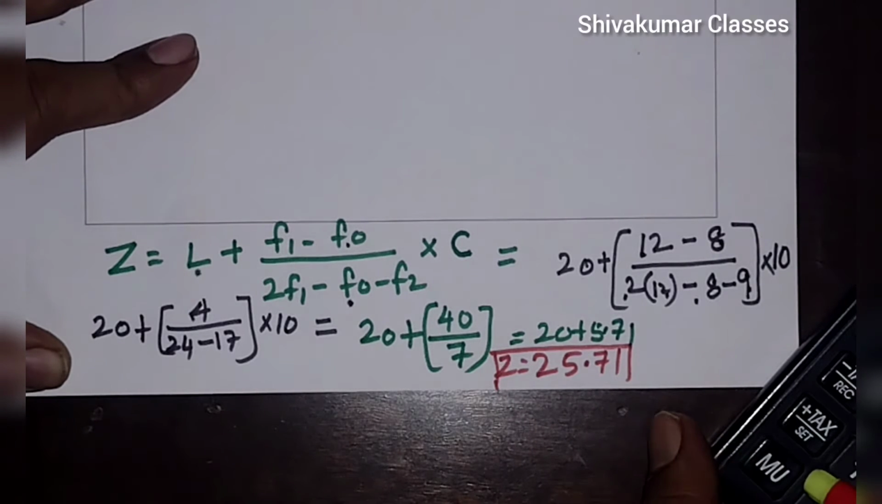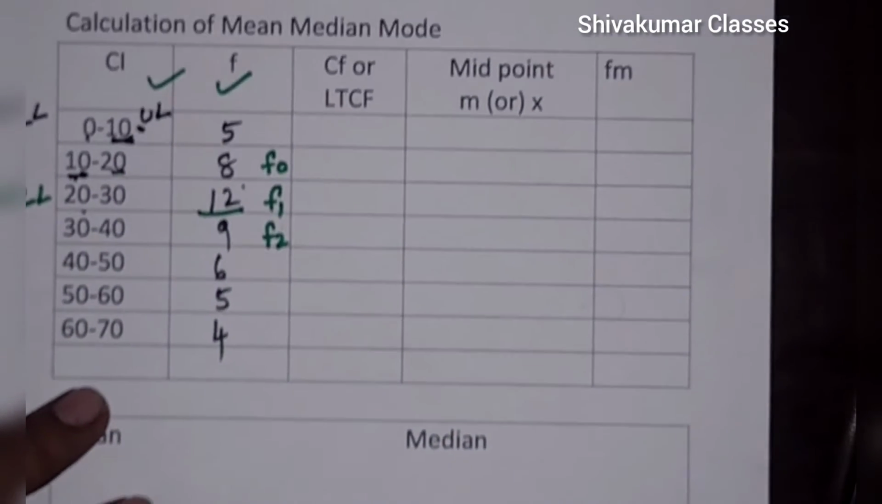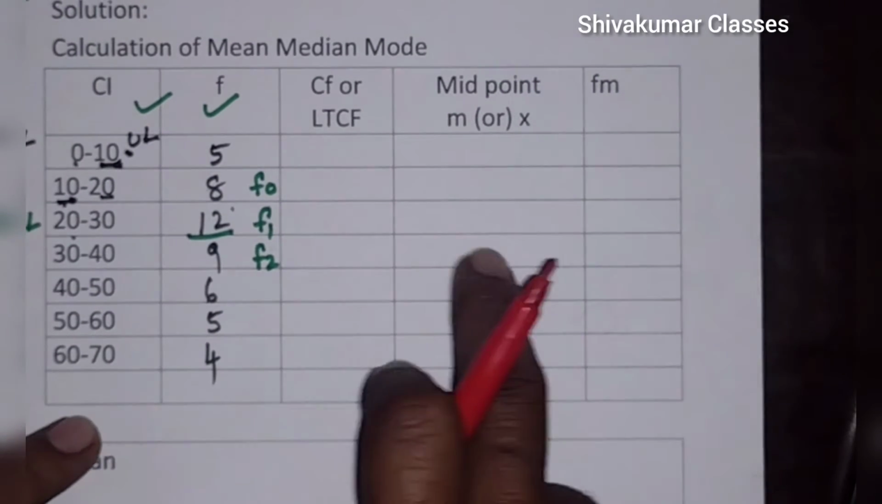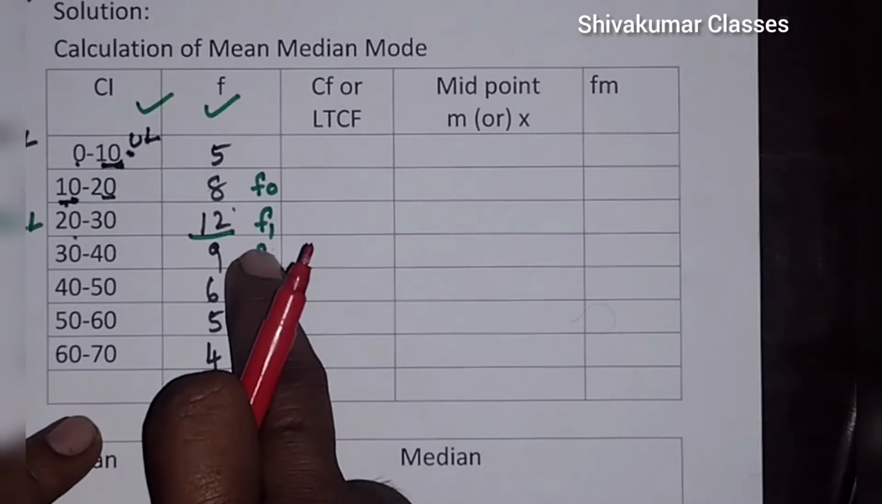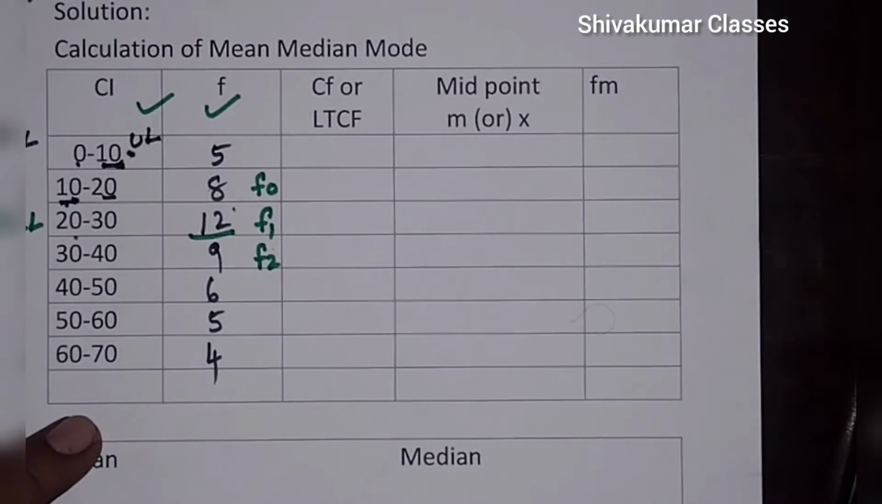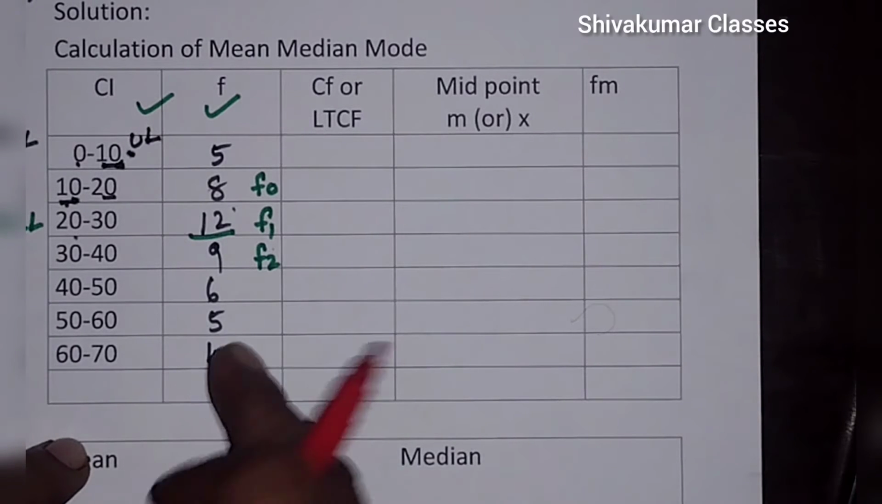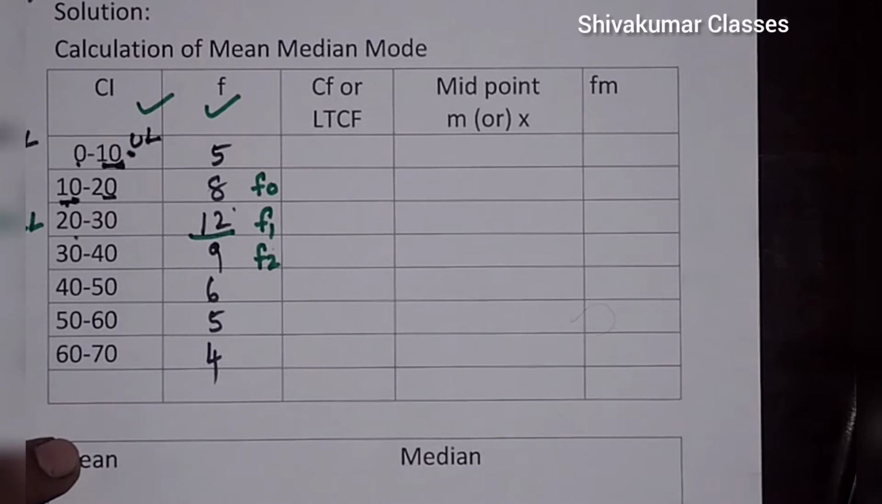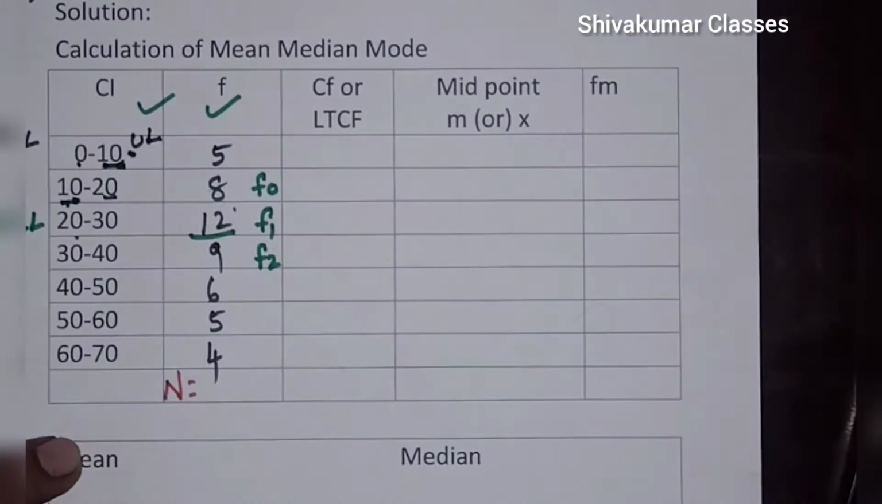The mode we got is 25.71. The reason I calculated the mode first is that the number of columns depends on our formula. When you want to calculate mode separately, without calculation of mean and median, you don't require any other column other than the given question. And one more thing, you don't require the total of frequency also. That is the reason I did not total it up. Now let us total this for the purpose of calculation of median.